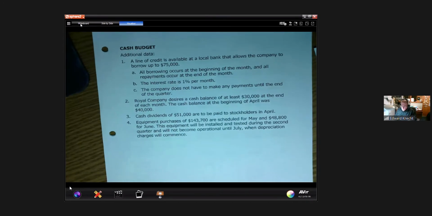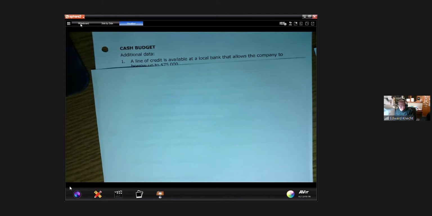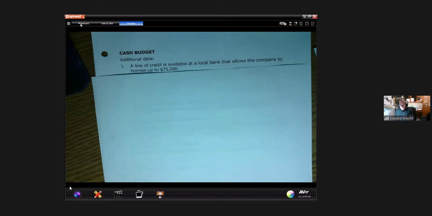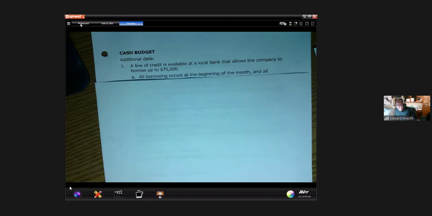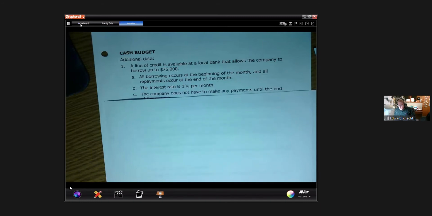So the cash budget: a line of credit is available at a local bank that allows the company to borrow up to $75,000. So if they're short, they've already made arrangements ahead of time so they can just take what they need. All borrowing occurs at the beginning of the month and all repayments occur at the end of the month. The interest rate is 1% per month, so that would be 12% annually, wouldn't it? The company does not have to make any payments until the end of the quarter.